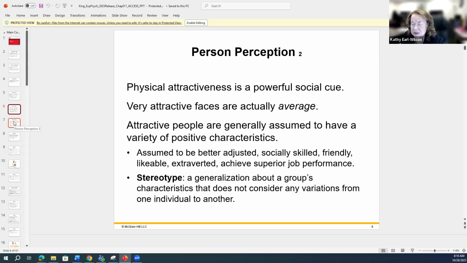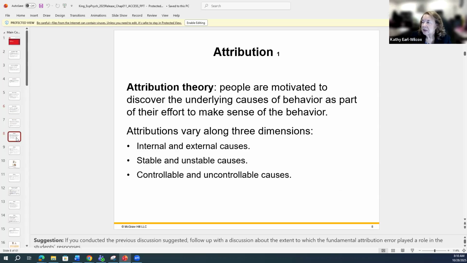We're also, as we're socializing, seeing that stereotypes play a role. A stereotype is a generalization about a group's characteristics that does not consider any variations from one individual to another. So, as we look at race or culture, we shouldn't stereotype that all of one type of culture like this kind of food, or all of one kind of culture is short-tempered or racist. We need to be careful with our stereotypes.